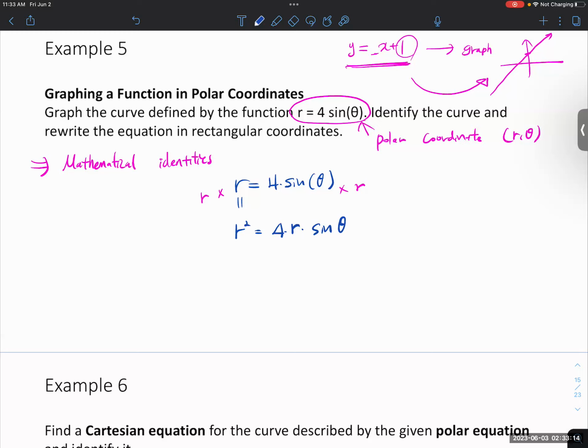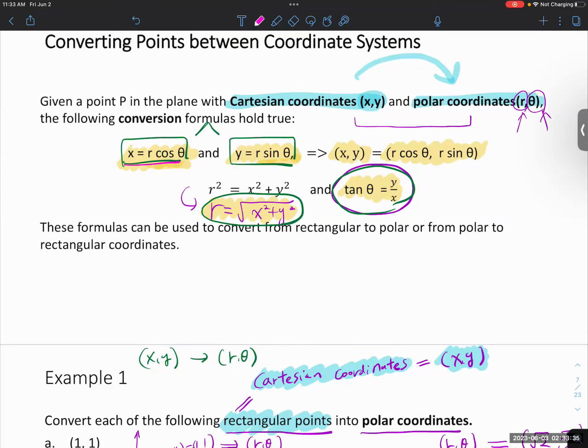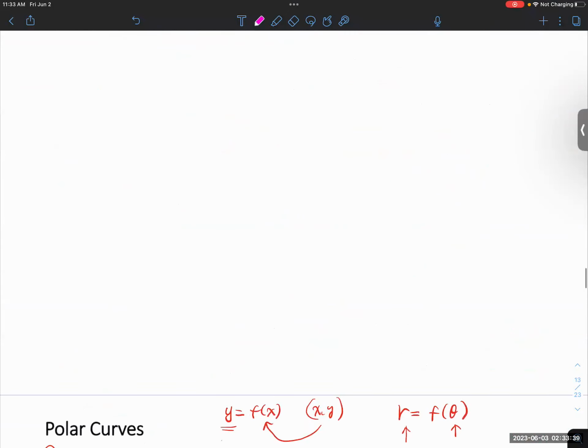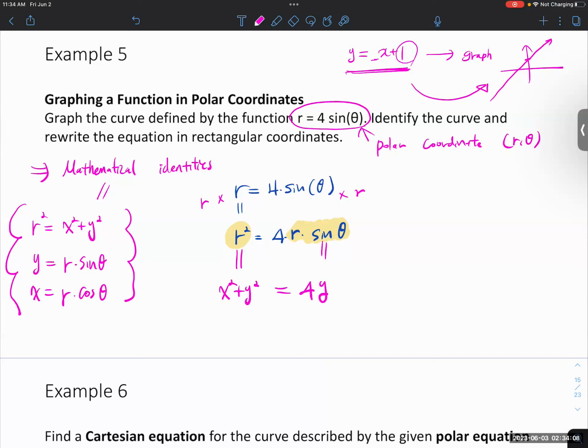Now, let's keep going. What mathematical identity do you know? We know r squared is x squared plus y squared from the Pythagorean theorem. And what else do you know? If you remember, go all the way up: x is r times cosine theta, y is r times the sine theta. So we know a couple of identities. So r squared I can rewrite as x squared plus y squared. And I see r times the sine theta, ooh, that is going to be y, so equal to 4 times y. Are you following?